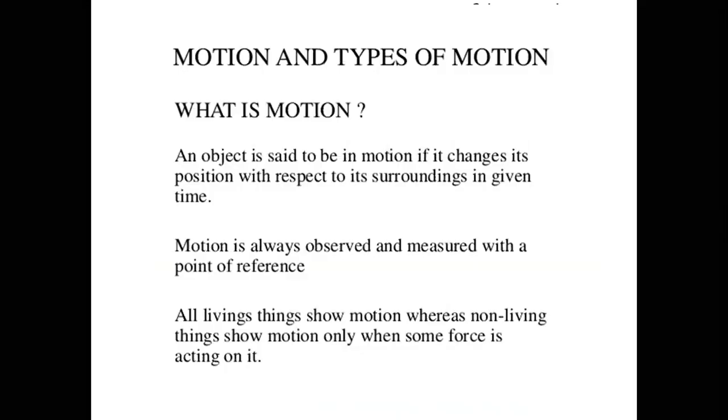Then comes motion and types of motion. Motion: we know that a body is said to be in motion if it changes its position with respect to its surroundings in a given time. Motion is always observed and measured with a point of reference, a very important point.